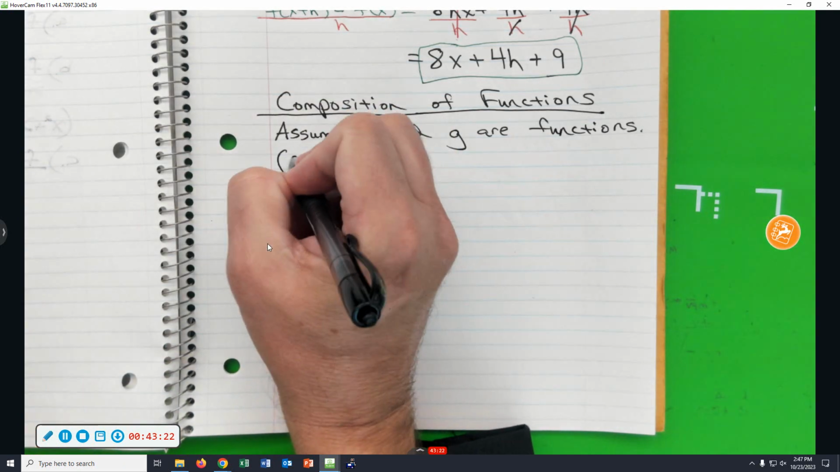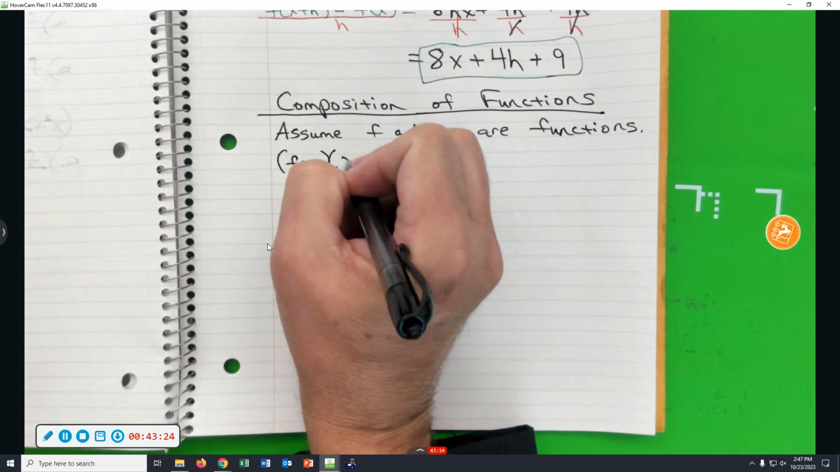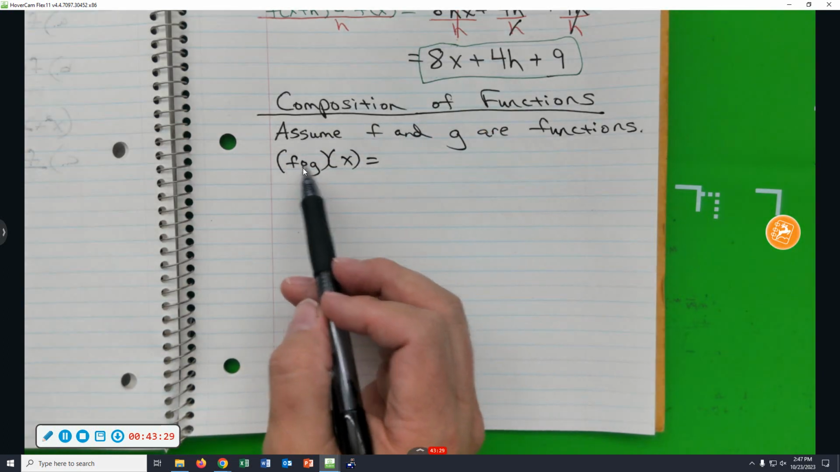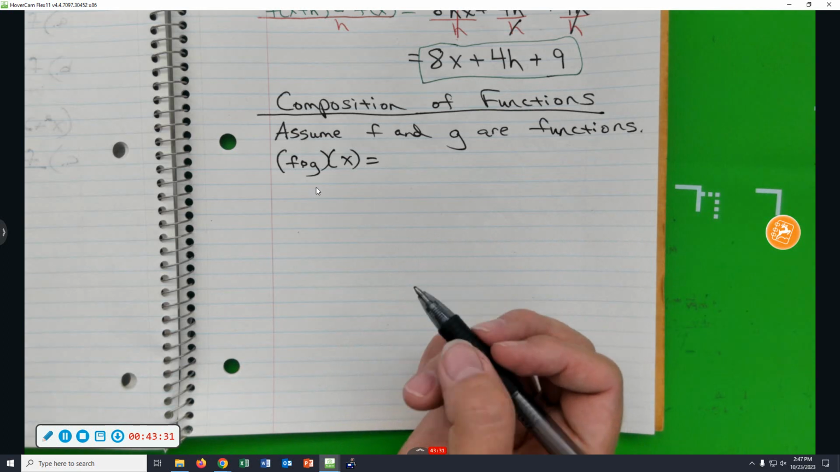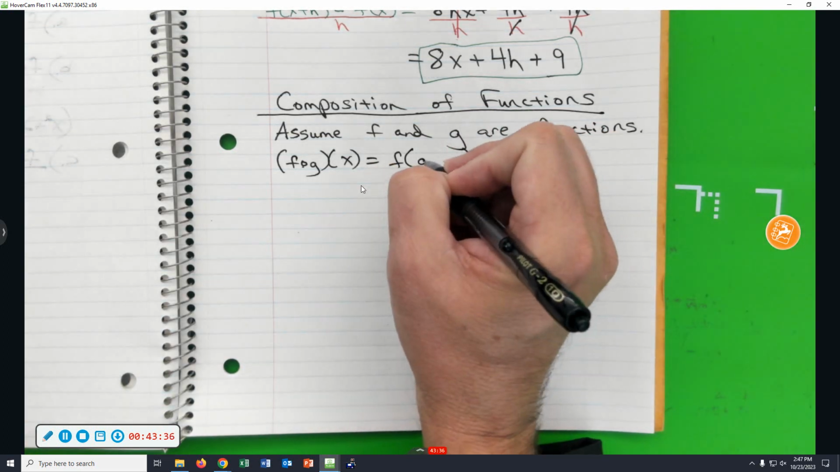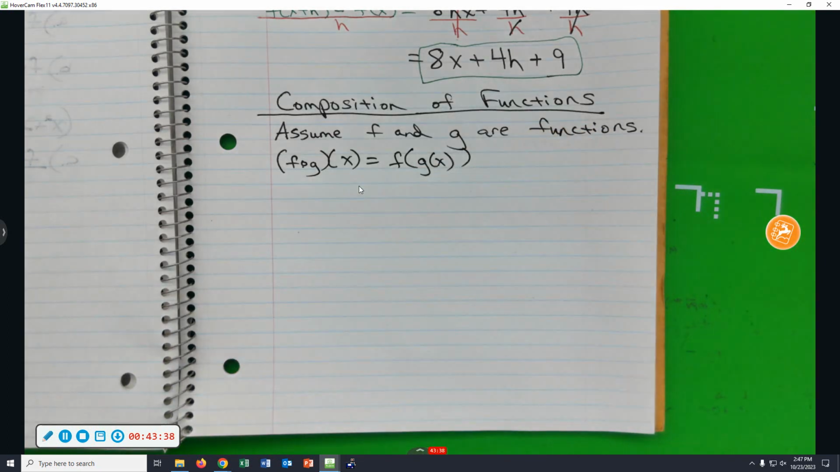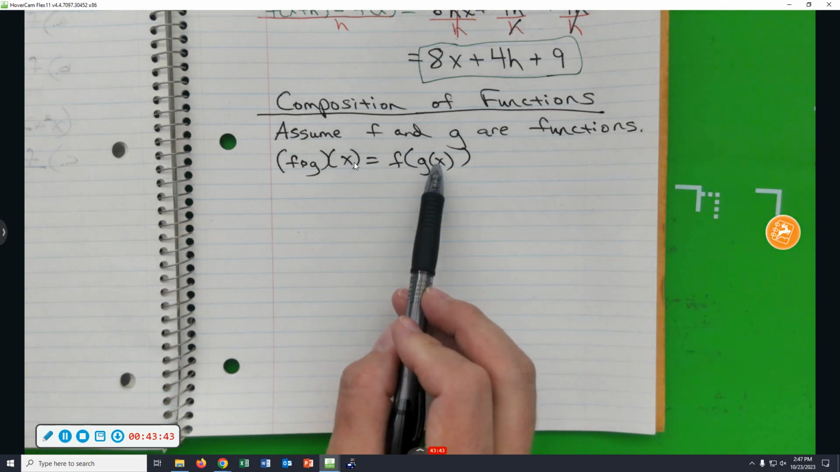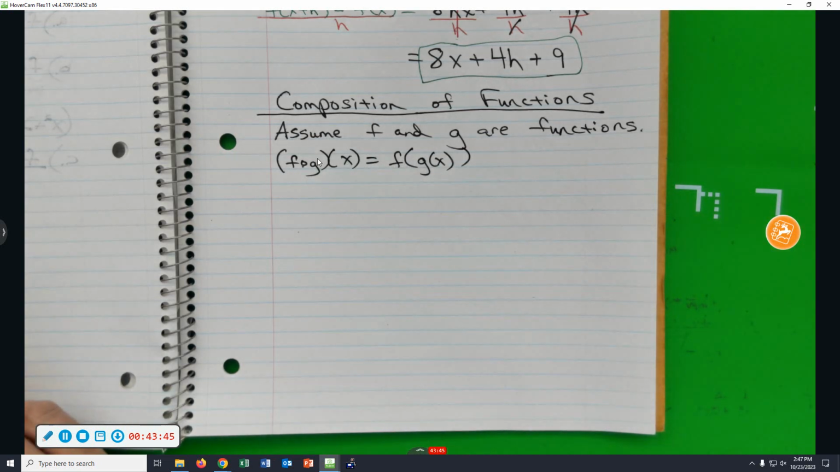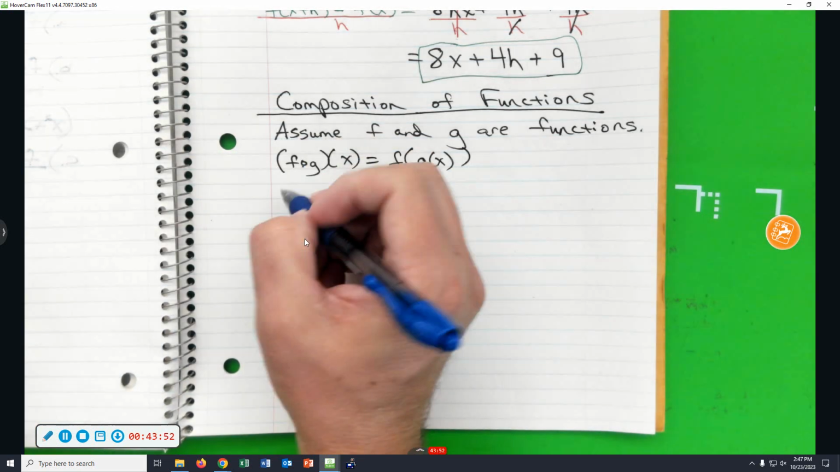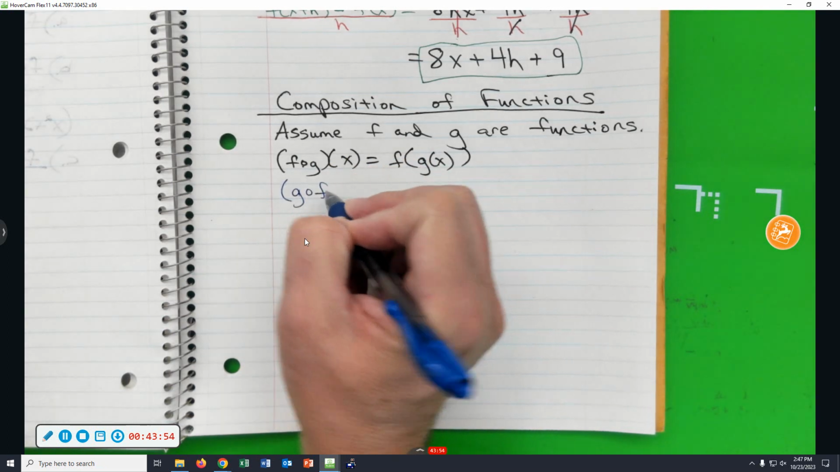F composed with g of x. Notice the notation we're using. It looks like a little O. F composed with g of x is defined to equal f evaluated at g of x. It's function notation. They use an O for the word of. F of g of x. That's an O, not a dot. A dot would be times. This is not times. And likewise, g composed with f of x.